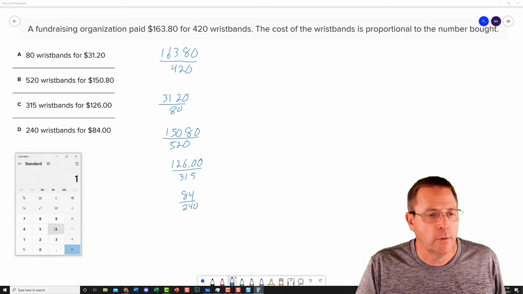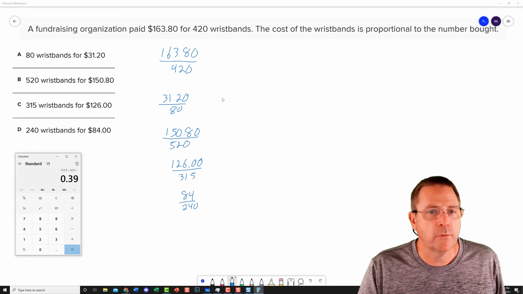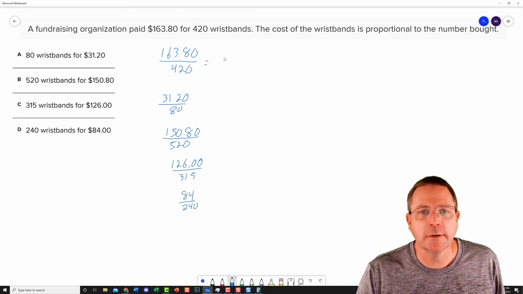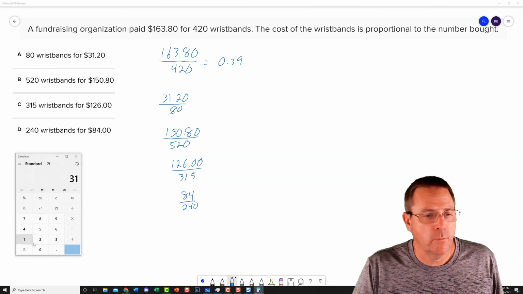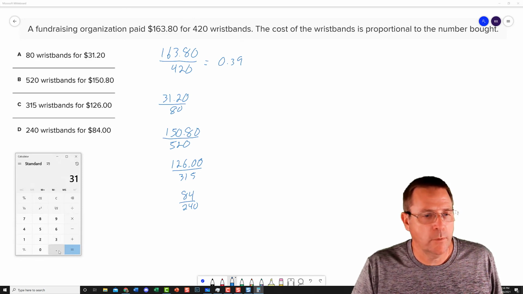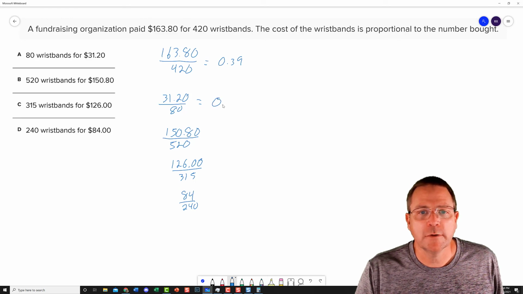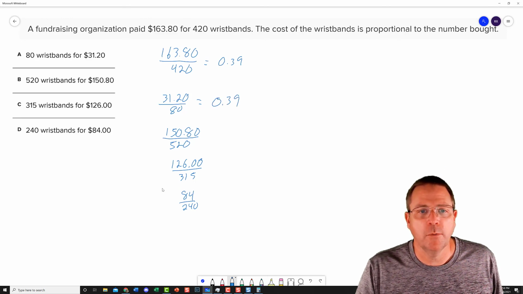So the first one, 163.80 divided by 420 equals 39 cents. So my constant of proportionality is going to be 39 cents, or 39 cents per wristband for a unit rate. My next one, I've got 31.20. Oh, clear it out, missed something. 31.20 divided by 80, and that's going to give me 39 cents again. So we know that those two are equivalent.